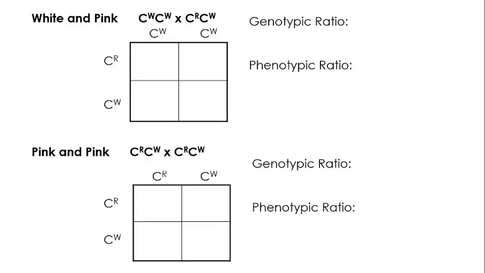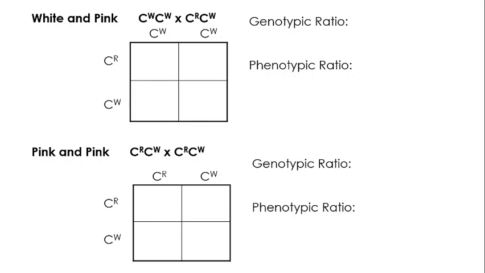So, I want you now to pause the video and then get a pencil and a paper and then do the following crosses. So, yung una, white and pink flowered plant. And then yung pangalawa, pink and pink flowered plant. Ayan. So, I hope nasagutan nyo itong 2 examples natin dito for incomplete dominance.